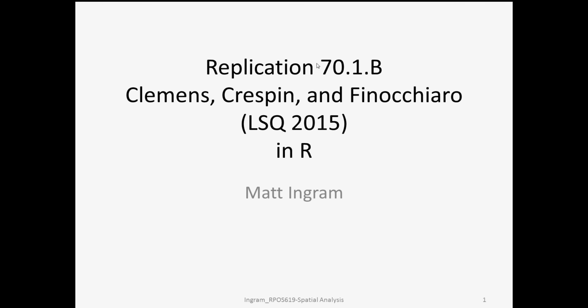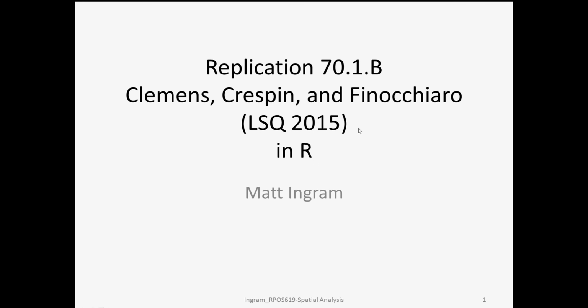Just a quick note, I accidentally labeled it 70.1a at the start of the first video. It is indeed 70.1b, the replication in R.